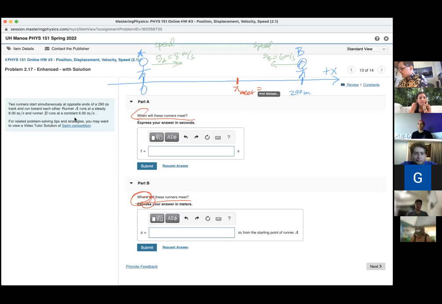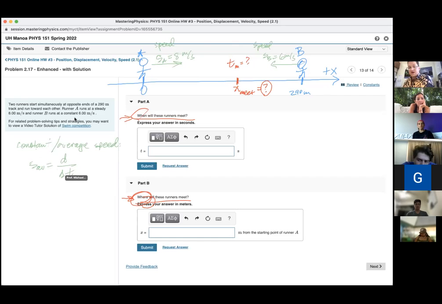So I'm going to call that x sub M. That's the part B, that's what part B is asking. And then part A is asking also, what is the time that they will meet? Well, we know from our kinematics that we've learned so far that if you have a constant or average speed, then our formula for average speed was distance traveled over time elapsed.